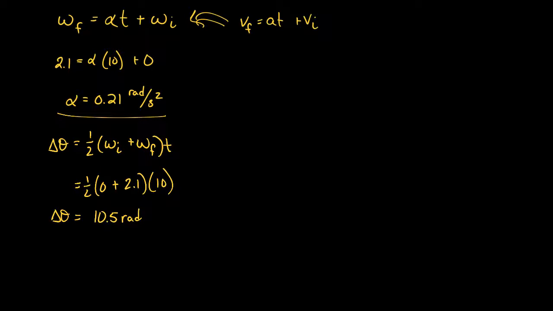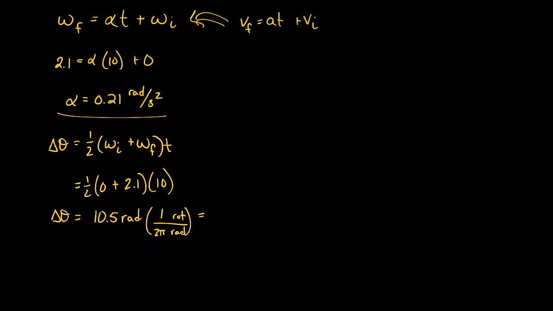So this is not my answer, because they asked how many rotations did the wheel make. So I have to convert it. I want rotations. I had radians. So 1 rotation is 2 pi radians. Now don't use your calculator. How many radians is 2 pi? 6.28. Okay, so 10 divided by 6 is going to be a little less than 2, right?